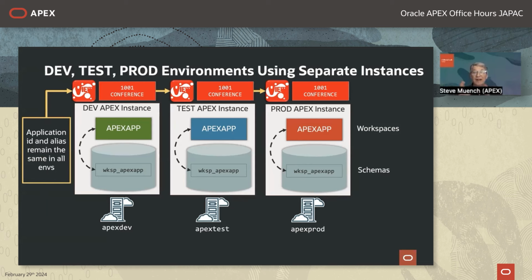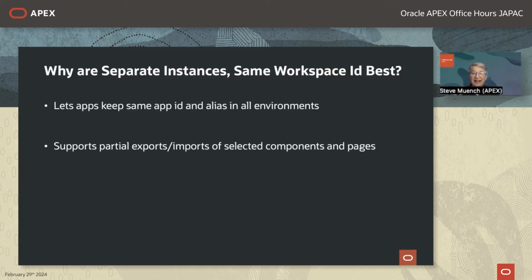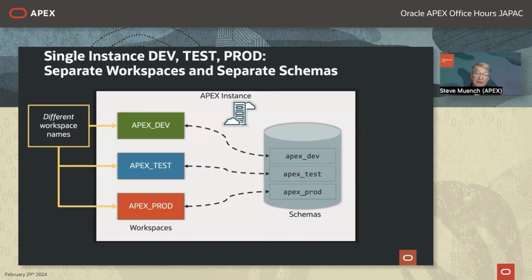That means that you can move an application or even small parts of the application, components or pages, from one environment to the other because those workspace IDs and the application IDs can be the same in all three places. So app ID and alias stay the same, and the partial export and partial import is supported in that configuration. That doesn't work if you adopt the second approach that I'll talk about next, but might be required if you only have a single environment. It just means you can't do those partial export and imports.